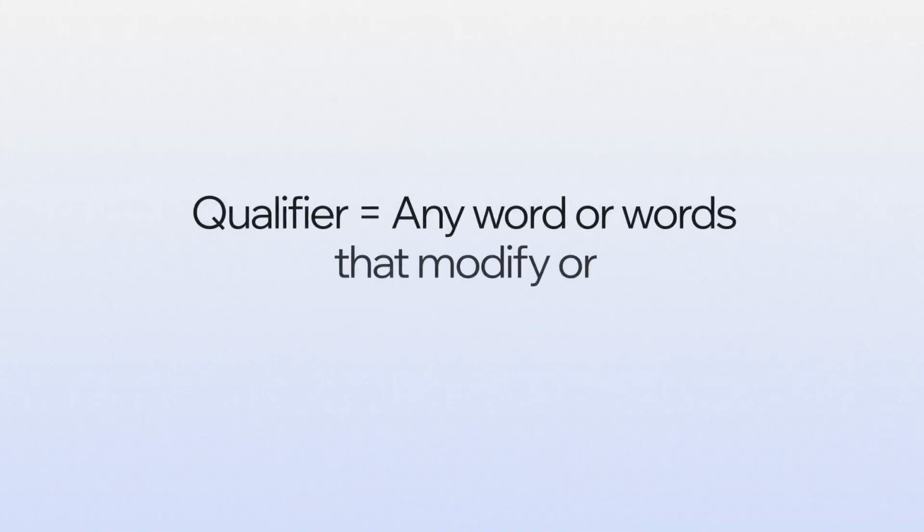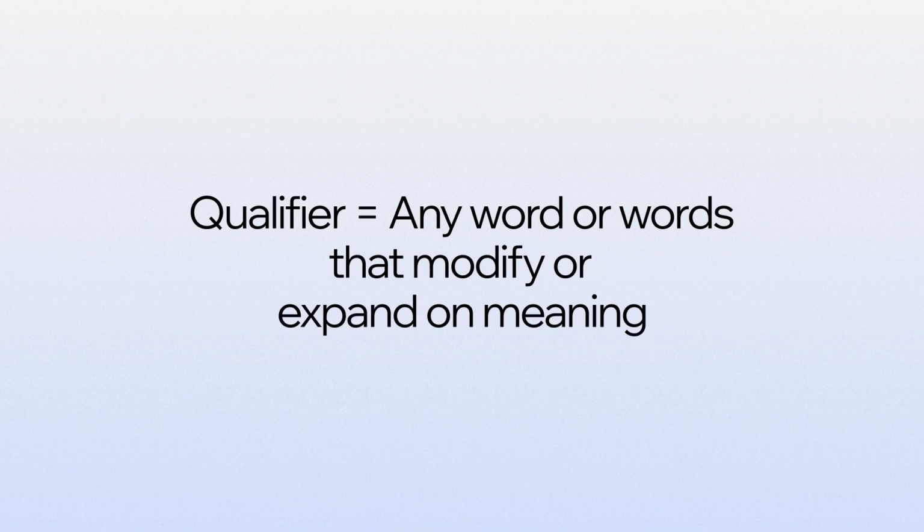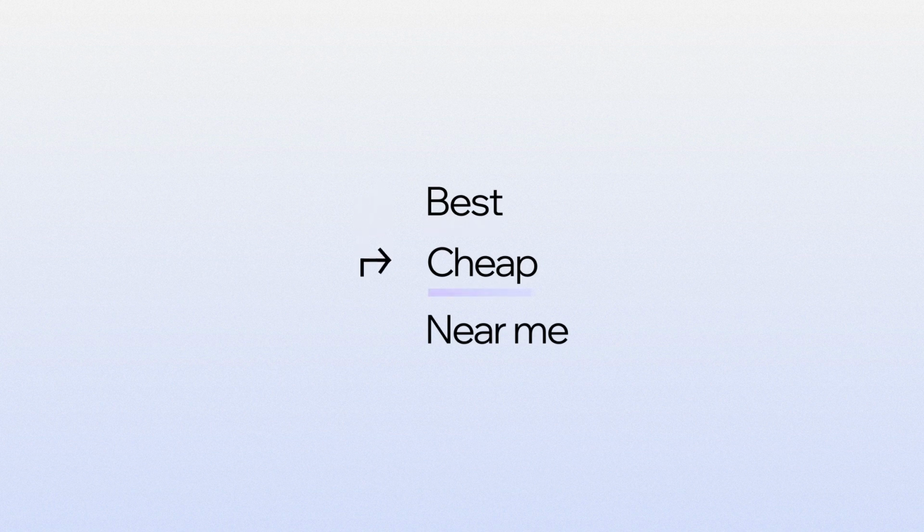The first way we're going to expand our lists is by adding qualifiers. A qualifier is anything that modifies or expands on the meaning of a query. Things like best, cheap, or near me. These may vary depending on the client you're working with. Independent may be a key qualifier for Andrew's finance, but for a wedding cake maker, not so much.